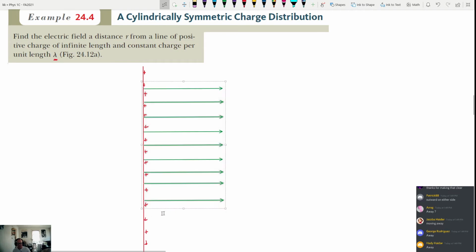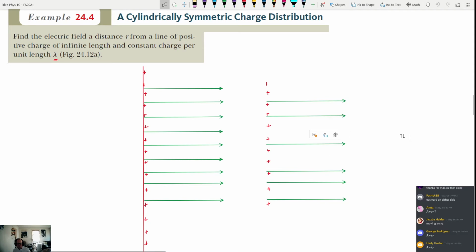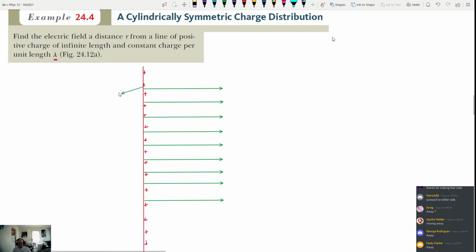What I'd like to do, maybe I can do this. Copy, paste. Can I invert it somehow? Whatever, I'm just going to pre-draw. I don't know what else I can do. Okay, opposite side, you're going to get the same kind of thing. You're going to have electric field lines over here.